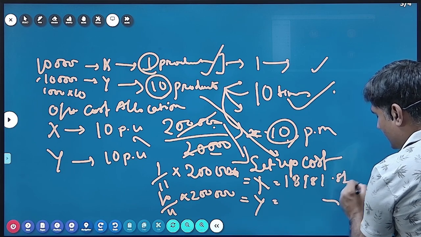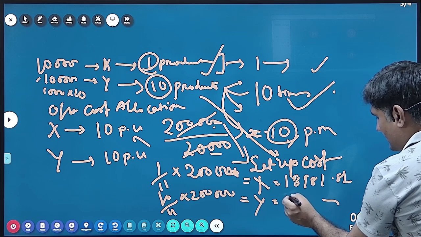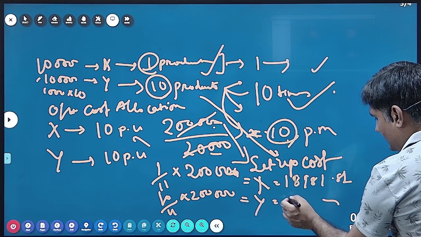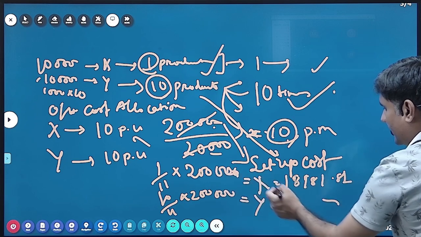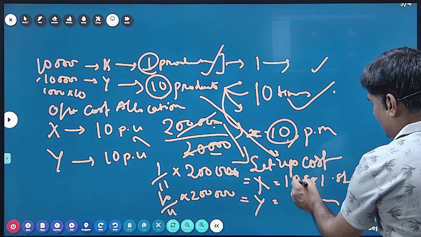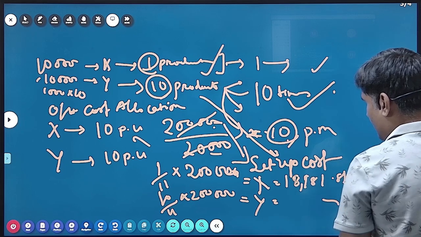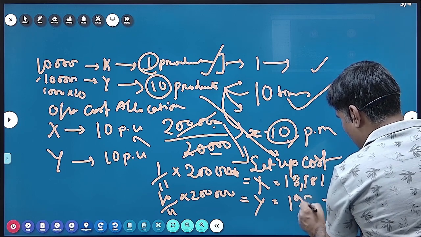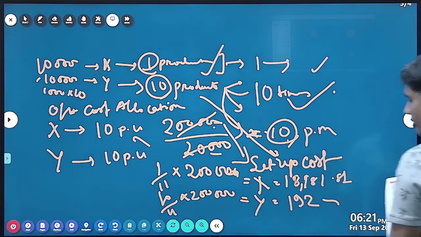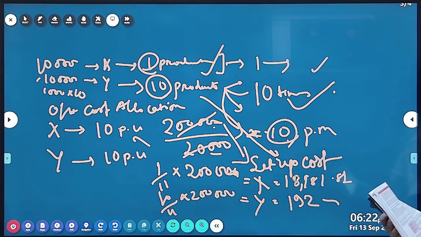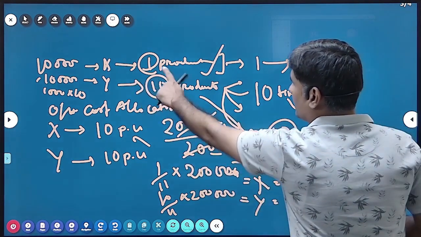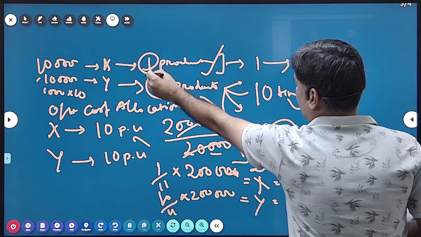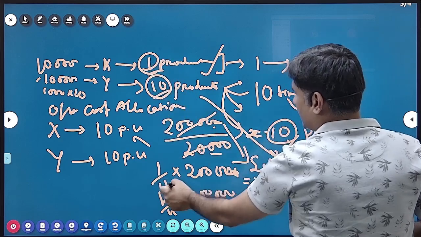It is 181.81, and for this one, you divide 2 lakhs by 11. If we divide, how much it will be? 1,92,000. 10 by 11, because 1 plus 10 equal to 11. This one was set up 10 times, this one was set up once, so the proportion is 11.